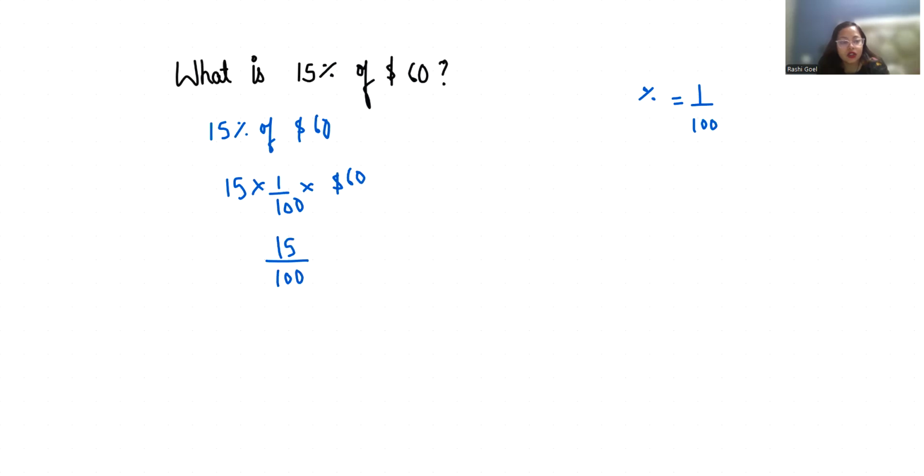So we can cancel out the 0 with 0. 15 by 10 times 6. So it cancels out with the table of 5. It's 3 and 2. And with the table of 2, 6 cancels out to 3. Now it's 3 times $3. That is $9. 15% of $60 is $9.